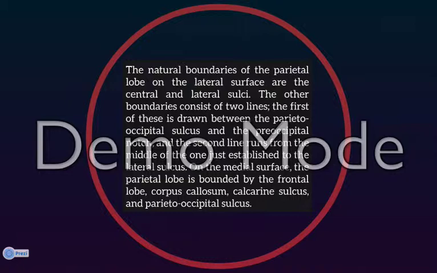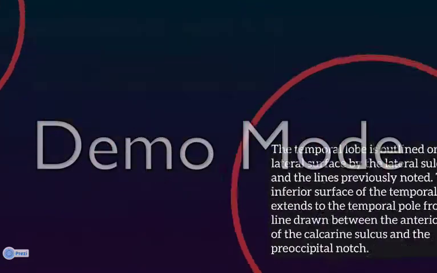The natural boundaries of the parietal lobe on the lateral surface are the central and lateral sulci. The other boundaries consist of two lines. The first of these is drawn between the parieto-occipital sulcus and the pre-occipital notch, and the second line runs from the middle of the one just established to the lateral sulcus. On the medial surface, the parietal lobe is bounded by the frontal lobe, corpus callosum, calcarine sulcus, and parieto-occipital sulcus.